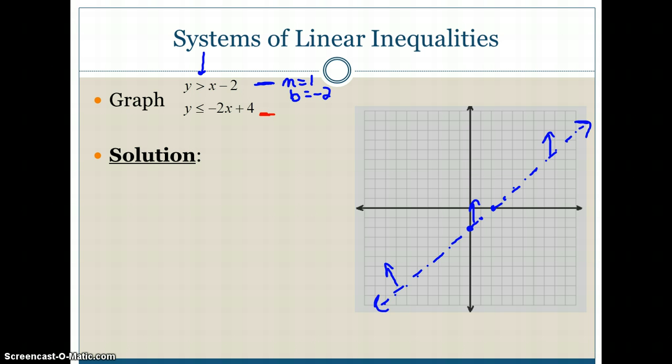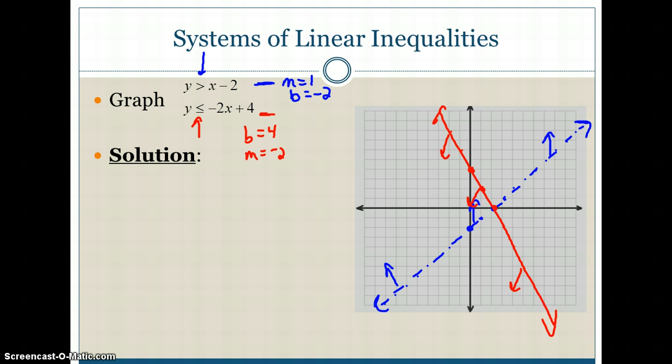This next one, y is less than or equal to negative 2x plus 4. My y-intercept, my b, is 4, my slope is negative 2. So we plot that information. 1, 2, 3, 4, down 2, right 1, down 2, right 1. This one's a solid line because of our inequality symbol right there. We have y is less than or equal to, so we're actually going to shade down.